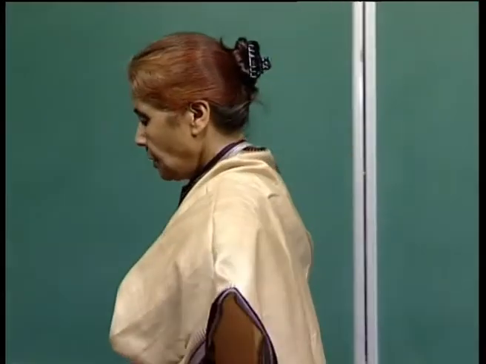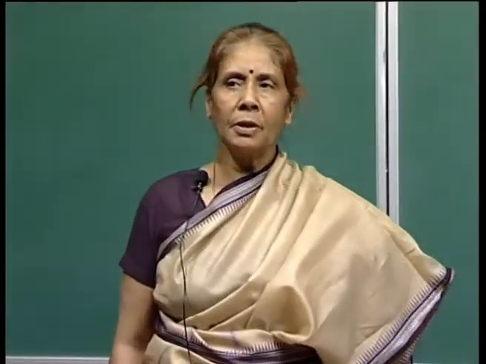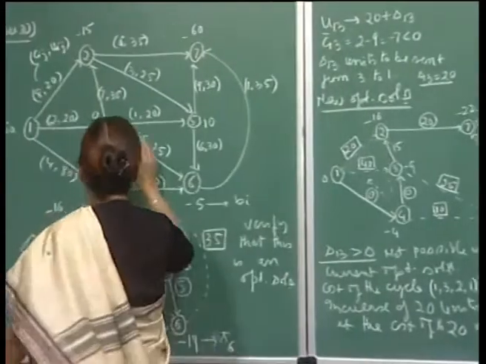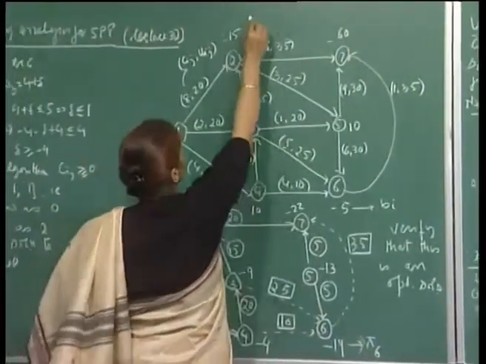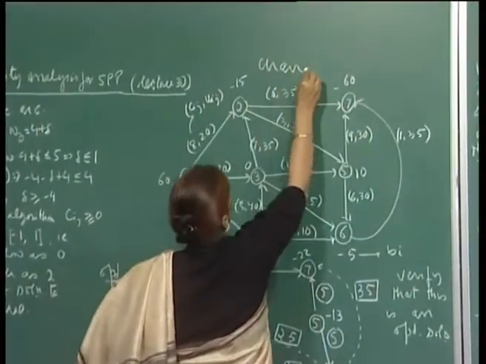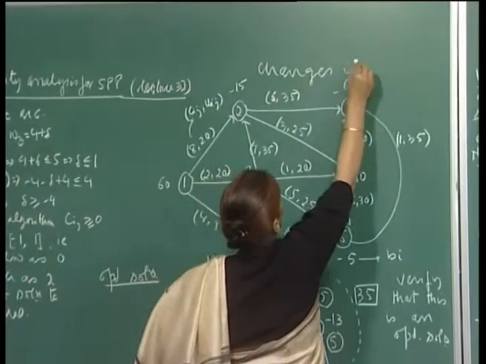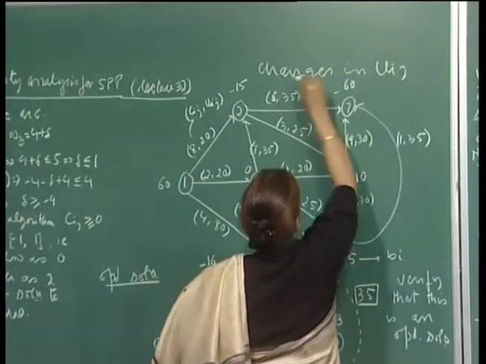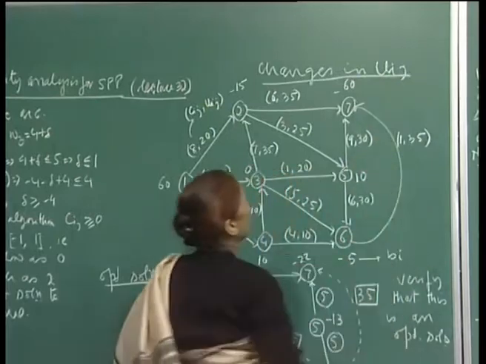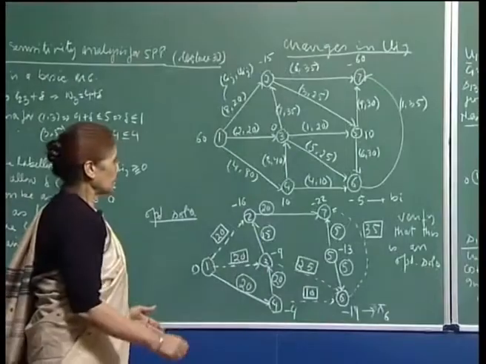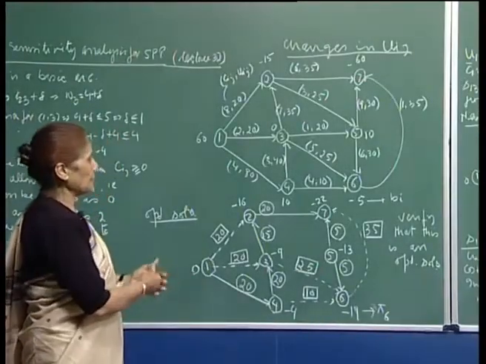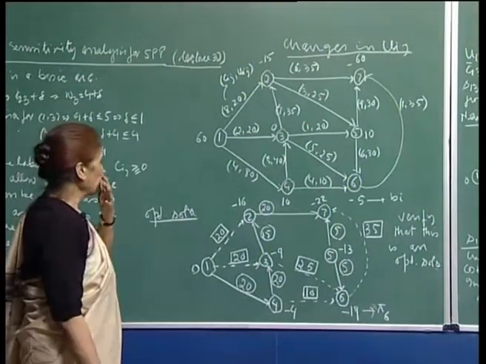So, let us continue with the sensitivity analysis for min cost flow problems. I am considering the min cost flow, and we are considering changes in the U_ij's. Okay, that means in the capacities. Through the examples I will try to explain, and hopefully it should become clear.